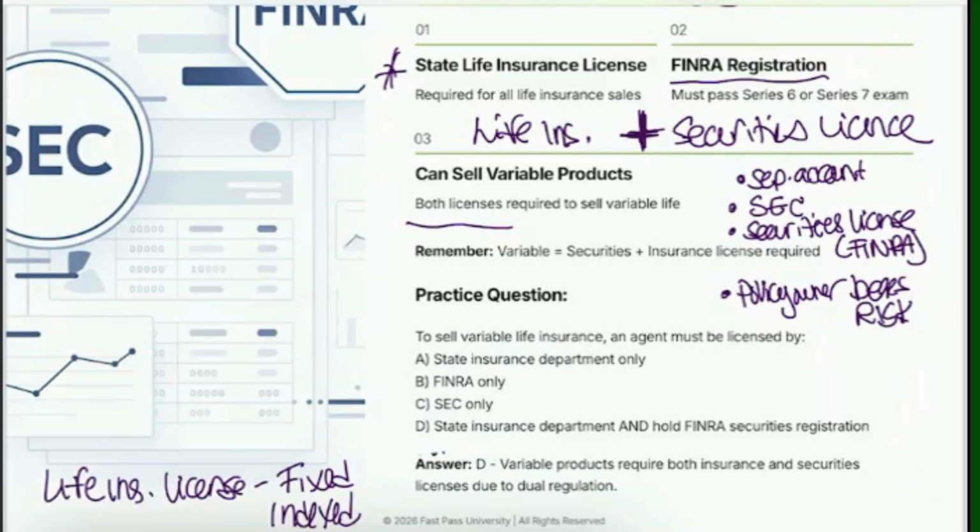Practice question: to sell variable life insurance, an agent must be licensed by A, State Insurance Department only, B, FINRA only, C, SEC only, or D, State Insurance Department and hold FINRA securities registration. The answer is D. When you see words like only, those are usually tricks. Nothing is ever 100% black and white. And even though you see FINRA and you're like, yep, they need a FINRA securities registration, that's the one, and you move on, you would be wrong because you also need your life insurance license. So don't let that trip you up.